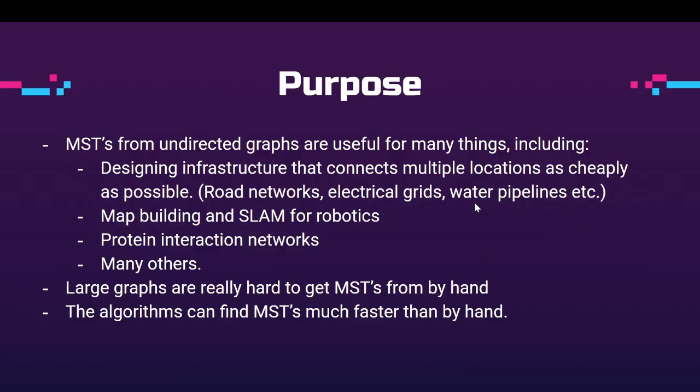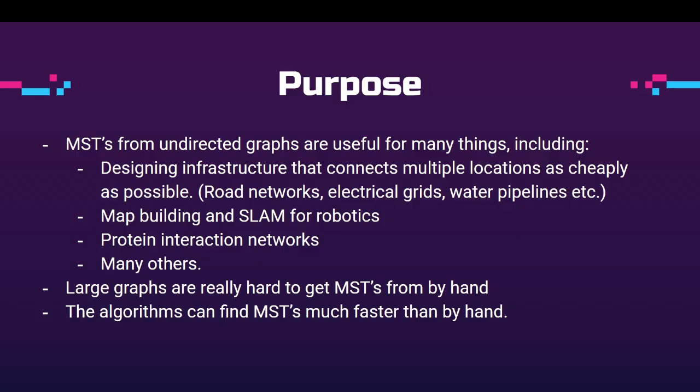So what's the purpose of these algorithms? MSTs from undirected graphs are useful for many things. They build infrastructure. They can be used for map building and SLAM for robotics. They can make protein interaction networks, and they can do a whole lot of other stuff.